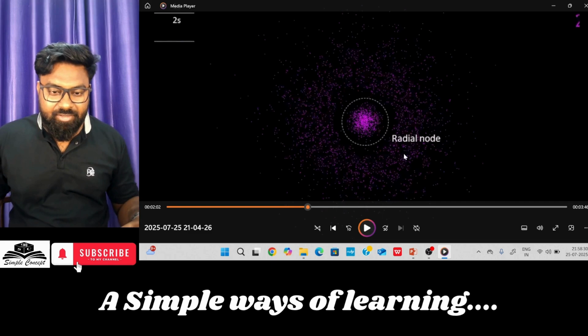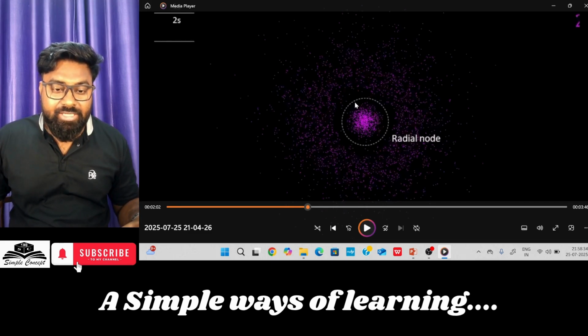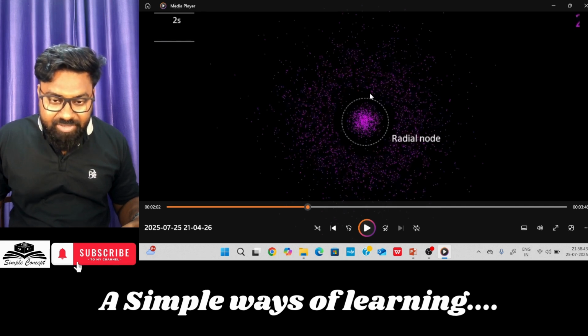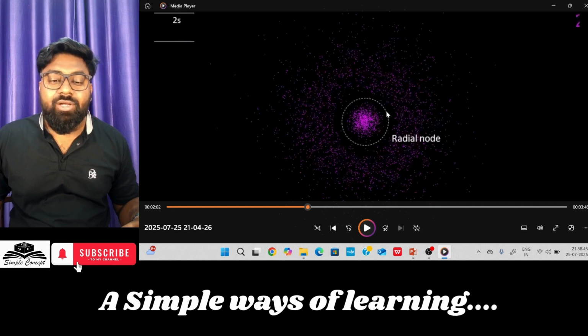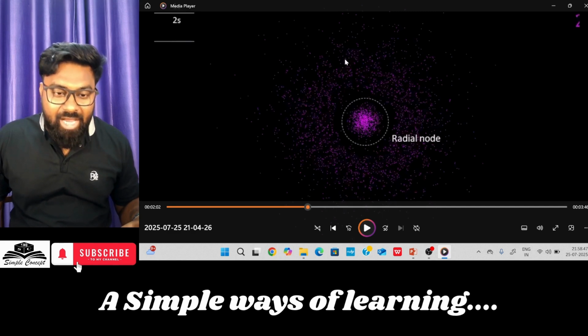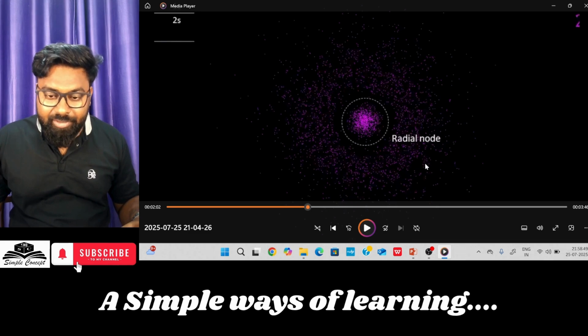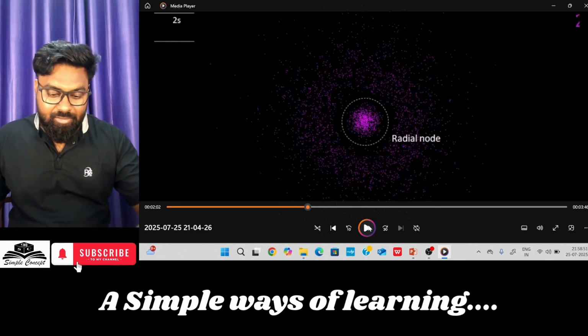See here, one nodal plane is there where the electron probability is zero. So basically this is the structure of the 2s orbital. Here is this dense area, and apart from this, in the middle there is a radial node where the electron is not present, and in this area also the probability of finding the electron is high.